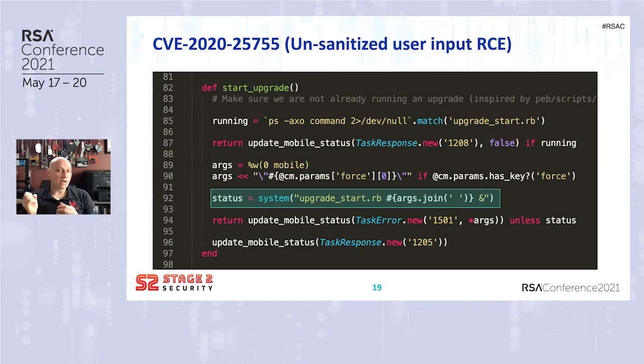So basically, whatever I pass on the URL as the force query parameter gets parsed and thrown on the command line. There's no checking, so I can do an ampersand, I can do a pipe, I can do a semicolon, whatever, and I can execute whatever commands I want. So this is the first bug I found, and this is the bug that ultimately led to me having code execution on the box.